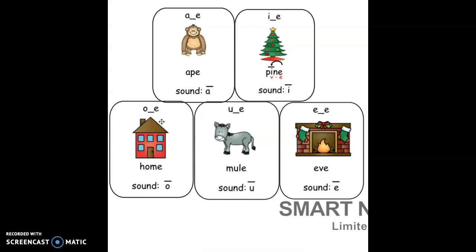O, consonant, magic E. Home, O. What does the E do to the O? Make it say its name. And the name is O, and the sound is O. U, consonant, magic E. Mule and rule. What does E do to the U? Make it say its name. And the name is U, and the sound is U.